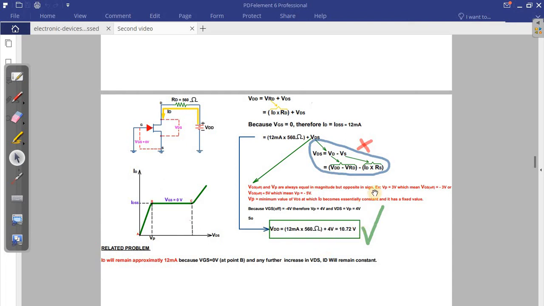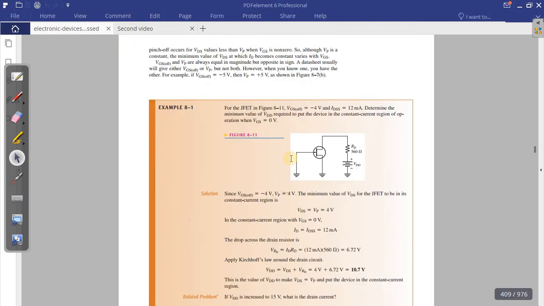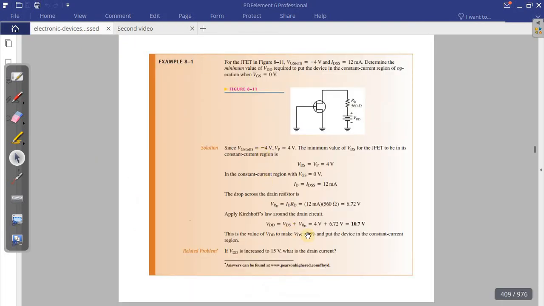And then I just replace, and then I got 10.7, like in the textbook. Let's solve now this question. Now the same question, the VDD question. They say, what's the related problem? They say VDD is increasing to 15 volt. What is the value of the drain current regarding this question that we solved?